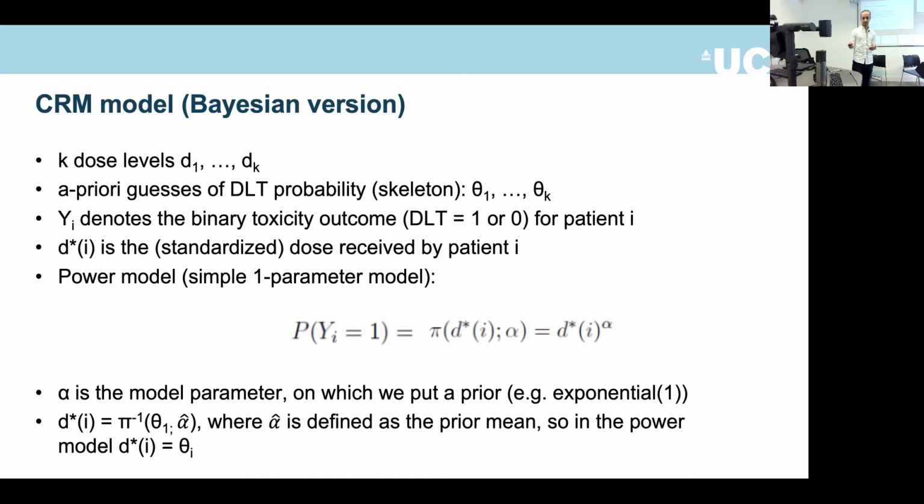So if alpha, in this case, which is the model parameter, has a prior that is an exponential with parameter 1, the mean of alpha is 1, and therefore theta is the standardized dose. So effectively, 0.1, 0.2, 0.3, etc., which may be our skeleton, are the standardized doses. And then we are just interested in whether alpha is equal to 1 or less than 1 or greater than 1. Effectively, we just try to update the prior on alpha based on the observed data, and this will shift up and down the curve that you've seen in the previous slide.